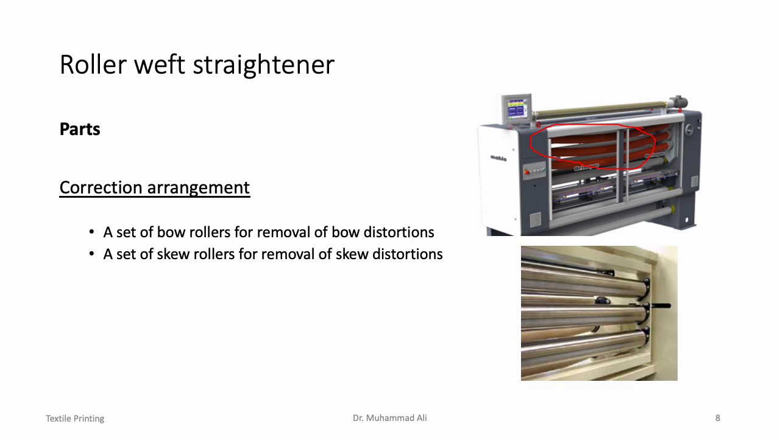You can notice in the image here that multiple skew rollers are mounted on a single frame. Usually, the common configuration for a roller weft straightener is 3 skew rollers and 2 or 3 bow rollers. However, please note that the manufacturers of roller weft straighteners offer a wide range of roller straighteners with different numbers of correction rollers.